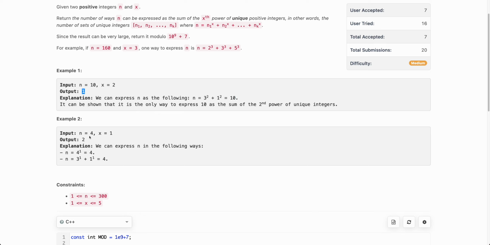Similarly, let's take one more example, where n is 4 and x is 1. It means you have to find out the numbers which, if you raise to power 1 and sum them all up, will give 4. So there are two possible ways. One is you get 4, so 4 power 1 is equal to 4, and second is 3 and 1, so you get 3 power 1 plus 1 power 1, which sums to 4. Because there are only two ways to achieve this, the answer here is 2. So hope the problem statement is clear.